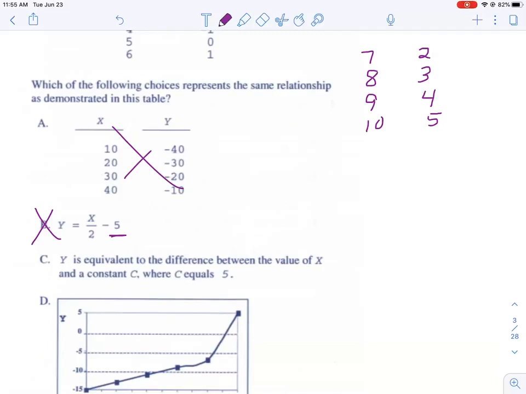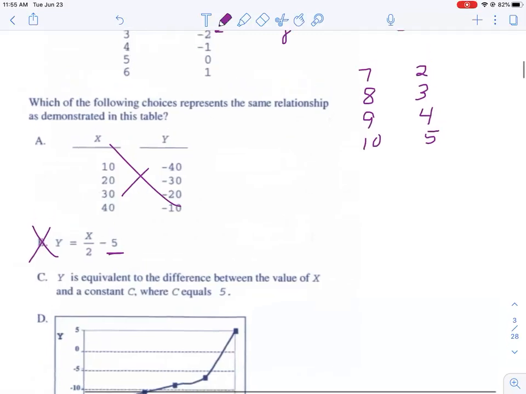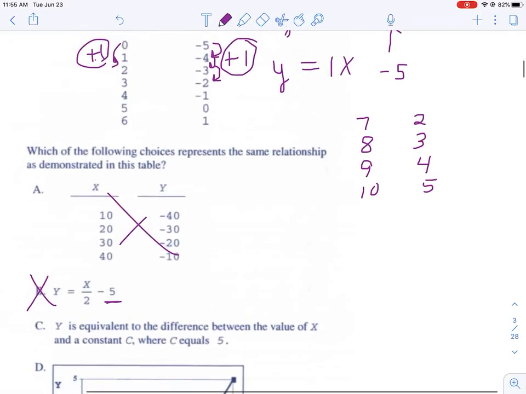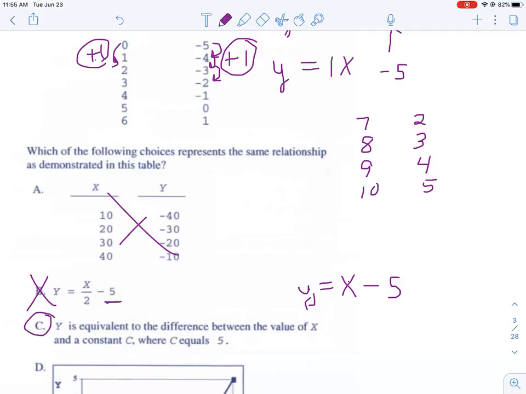Y is equivalent to the difference between the value of x and a constant c, where c equals 5. Okay. So let's actually go through that. Y is equivalent to the difference between x and a constant, where the constant equals 5. So the difference of x and 5. Well, that's exactly matching the equation we wrote above. The answer is C.